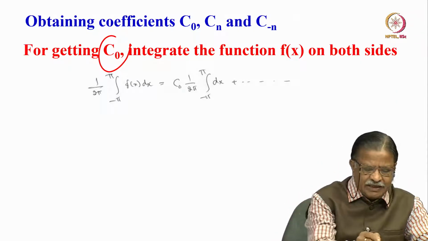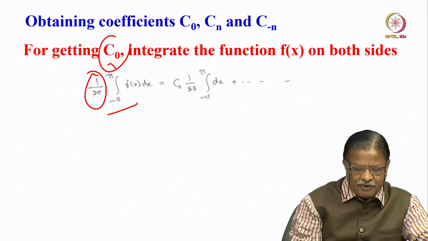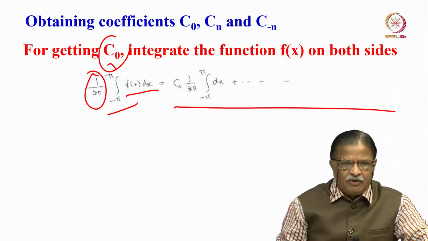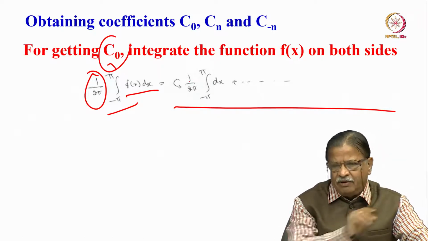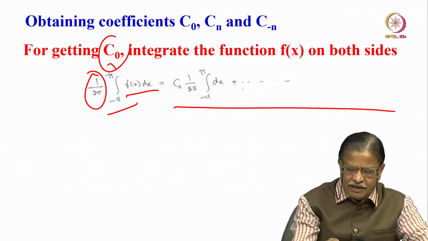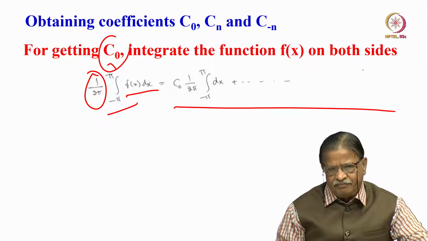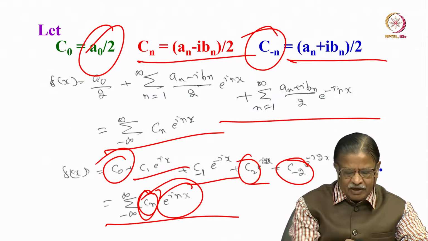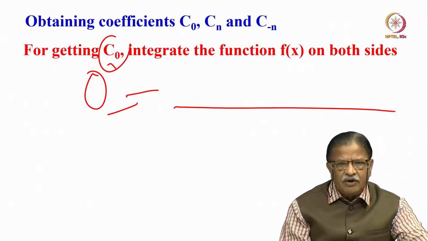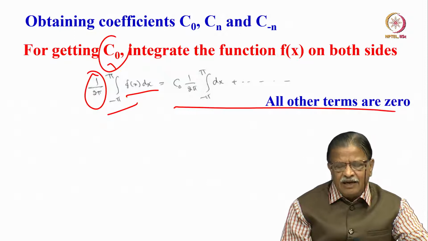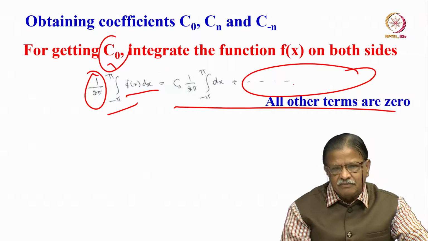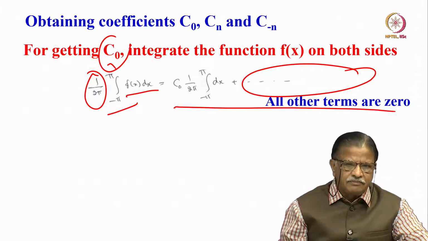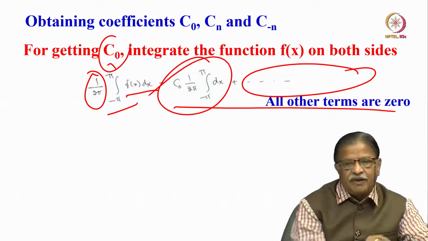What I have to do is take 1 over 2 pi, the integral from minus pi to plus pi of f(x) dx. Then this turns out to be C0 times 1 over 2 pi times the integral from minus pi to plus pi of dx, plus all other terms will come into the picture. This is from the previous expression, which we have already worked out. So now this is what I did. Remaining terms, what happened to them? You can work out and see all the terms are 0. Only this term will survive.